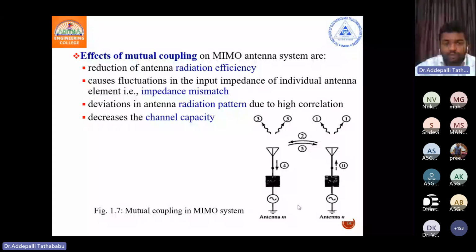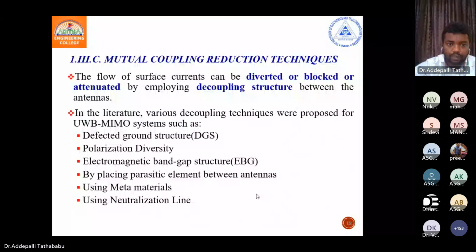A change in surface current means impedance mismatch. That means the operating frequency will deviate. This radiation affects this one, and that radiation affects that one, so the radiation pattern is disturbed. That's why the radiation pattern will deviate, and finally the channel capacity will reduce. This same concept can also be explained in terms of total active reflection coefficient.